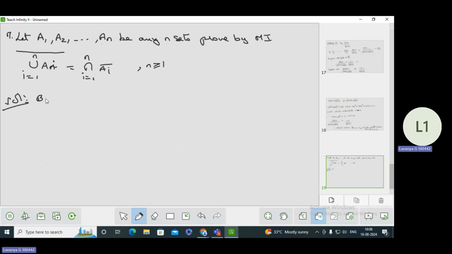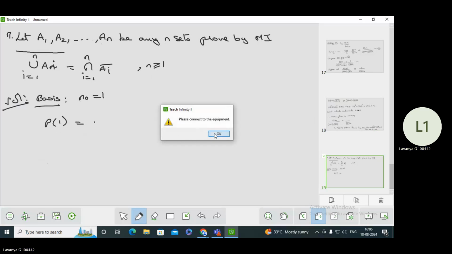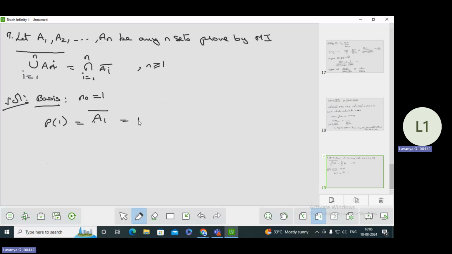So in my basis step, I have to start with n equal to 1, or n naught is equal to 1. So what would be my P of 1? My P of 1 would be A1 whole bar. There is no union because there is only one set, neither is there an intersection. Therefore, this is equal to the RHS, A1 complement. Therefore, my P of 1 is true. Inductive step.